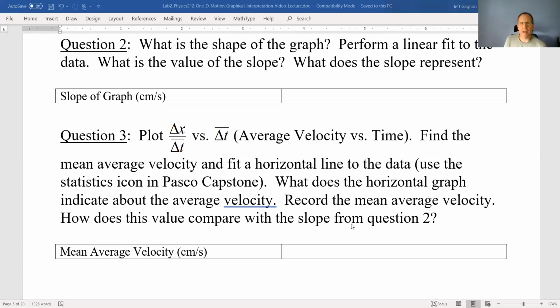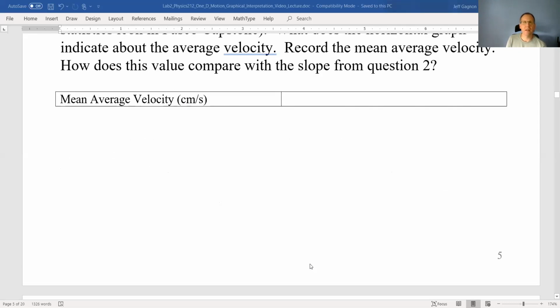Okay, so again, question 3, you want to do that plot, average velocity versus time. You can record that mean value, right? When you hit the sigma button, the statistics, record that mean value. And then answer this question, how does that compare to the slope from question 2? Well, they should be very close, right? Because they both represent the fact that the cart should be moving at constant velocity.